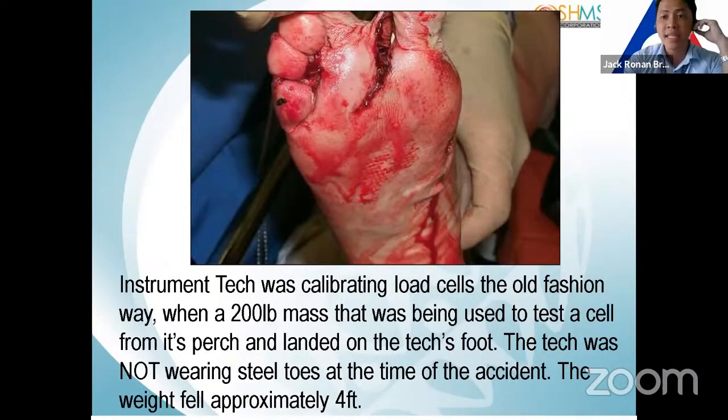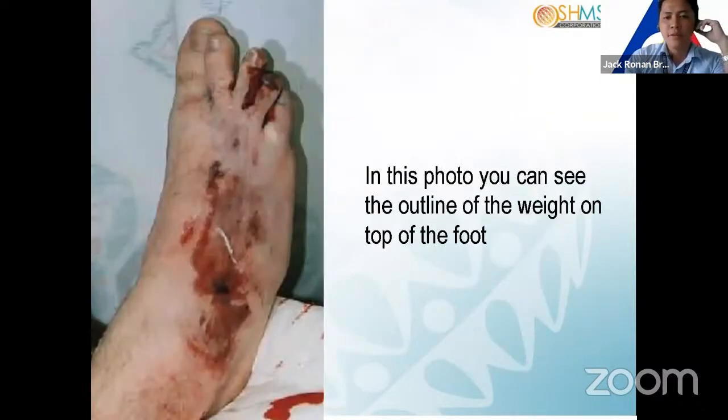So as you can see, the importance of PPE. If he was wearing steel toe shoes, the damage could have been mitigated or even prevented. Okay. So in this photo, you can see the outline of the weight on the top of the foot. So you can see where the weight was pressed on his foot.